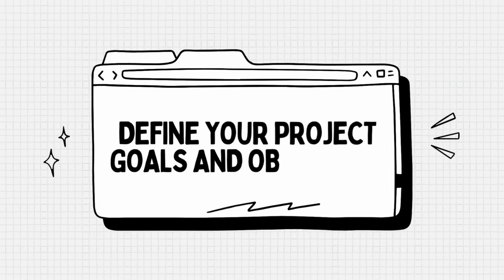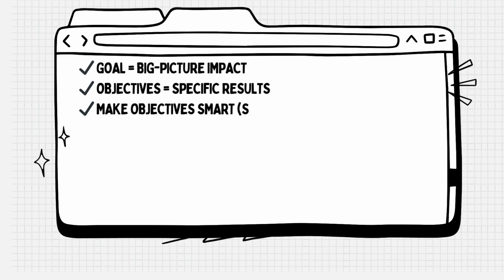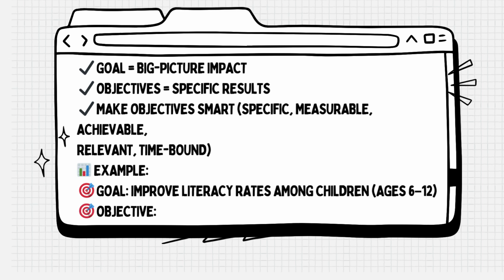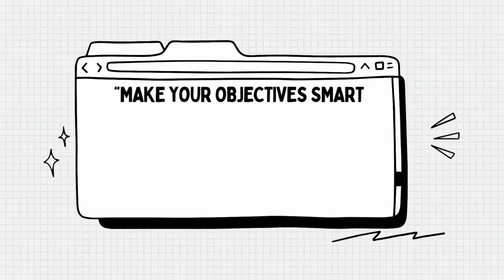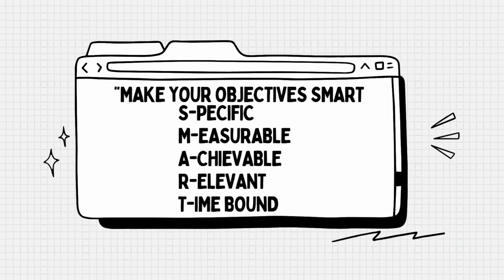Every MEAL framework starts with a clear goal and objectives. Think of the goal as the big picture impact you want to achieve, while objectives are the specific results that lead to that goal. Let's say your project is focused on education. Your goal might be: improve literacy rates among children aged 6 to 12 in rural communities. The objectives could include training teachers, providing learning materials, and organizing reading sessions. Never forget to make your objectives SMART: specific, measurable, achievable, relevant, and time-bound.